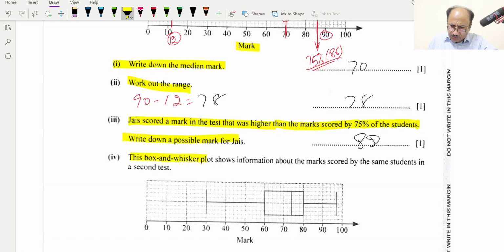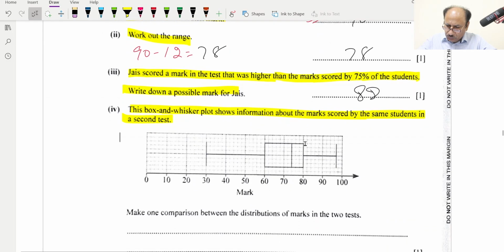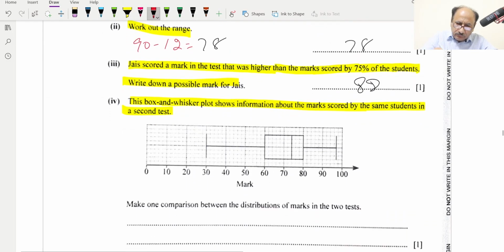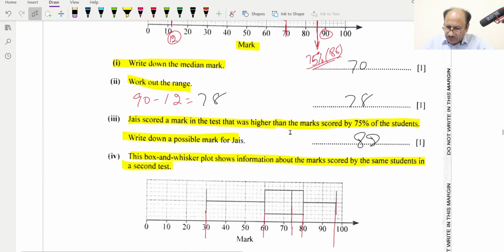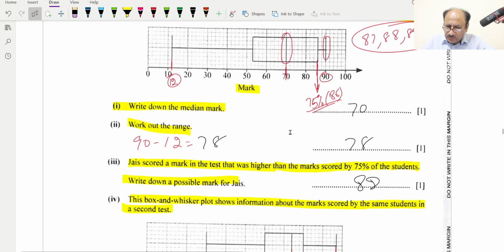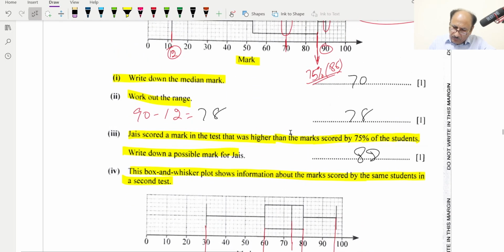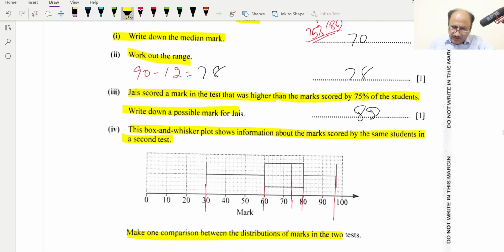This box and whisker plot shows information about the marks scored by the same students in a second test. So this is the median, this is the interquartile range, and this one is the range. Make one comparison between the distribution of marks in the two tests. So one thing which we can compare is that the range is lesser.